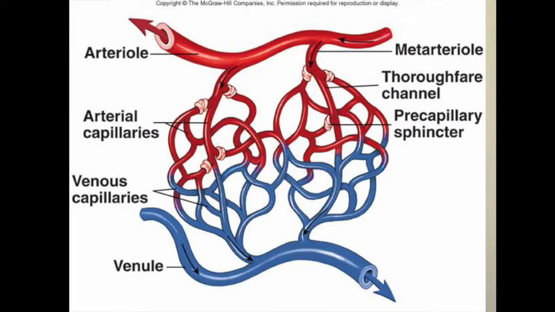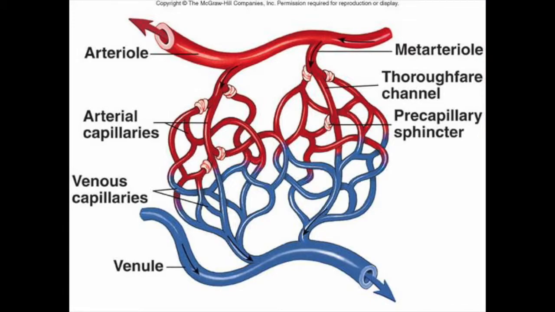Next topic is capillary beds. Capillary beds contain vascular shunts, which connect arterioles and venules. They connect terminal arterioles to metarterioles to thoroughfare channel all the way to the postcapillary venule. Here they have true capillaries, where gas and nutrient exchange happens, and then we have precapillary sphincters, which wrap around the true capillaries to allow or stop blood flow.